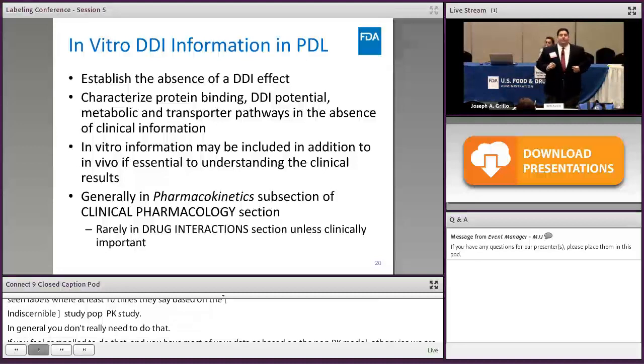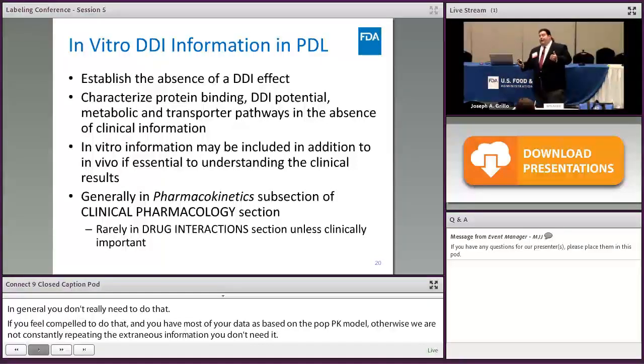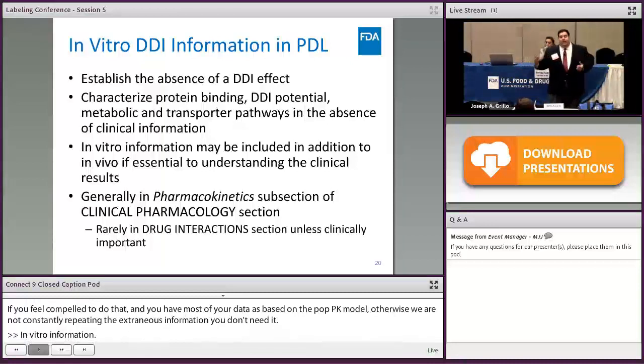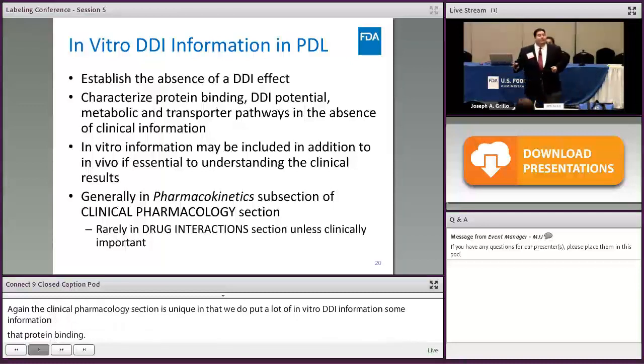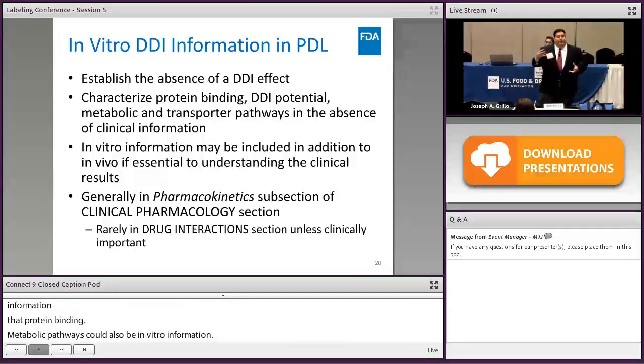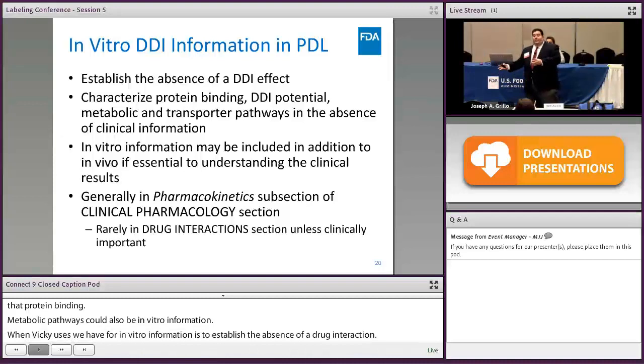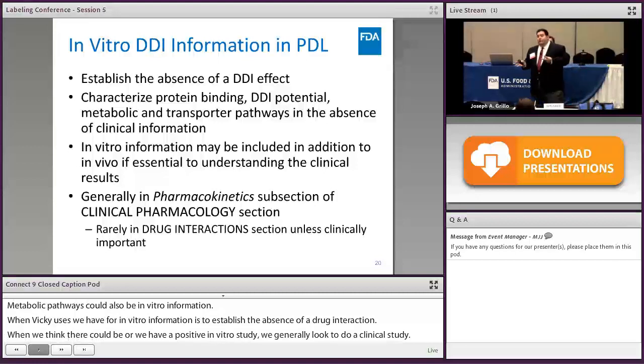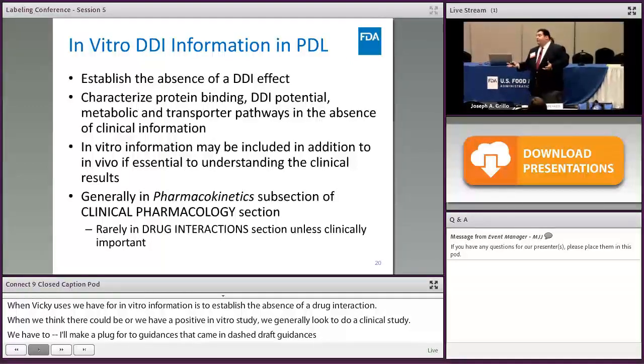In vitro information. So again, the clinical pharmacology section is unique in that we do put a lot of in vitro DDI information, some information about protein binding sometimes, information about metabolic pathways could also be in vitro information. One of the key uses that we have for in vitro information is to establish the absence of a drug interaction. When we think there could be, or we have a positive in vitro study, we generally look to do a clinical study. I'll make a plug for our 2 guidances that came out last week, 2 draft guidances on drug interactions. One is a clinical guidance, one is an in vitro guidance. I would suggest everyone read those, and please comment on those, because that's the only way we can make them better, is if we hear comments from you guys.